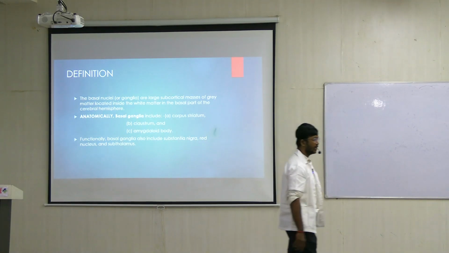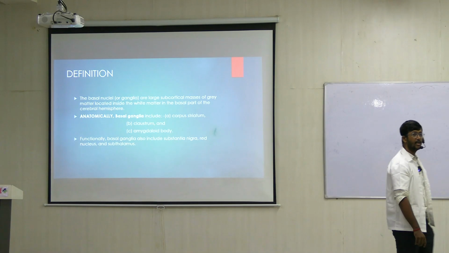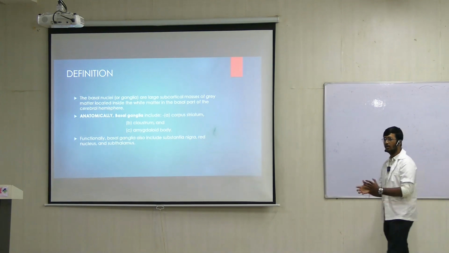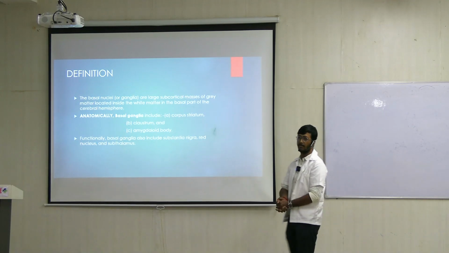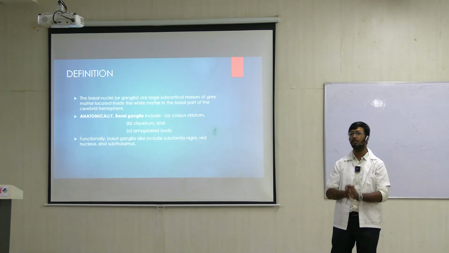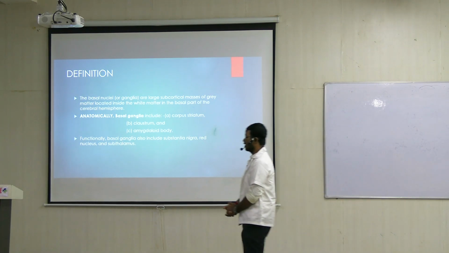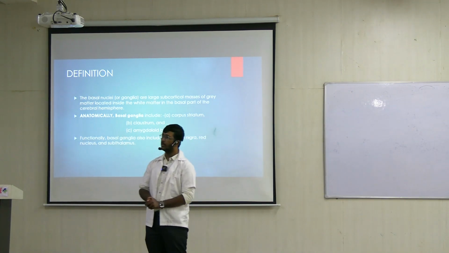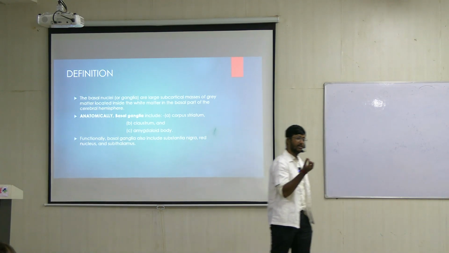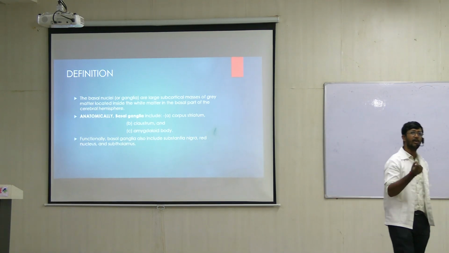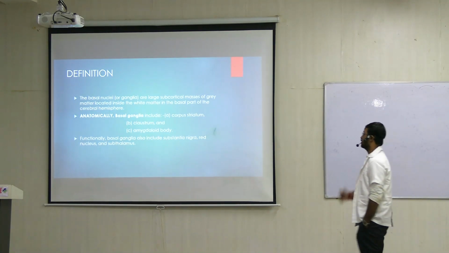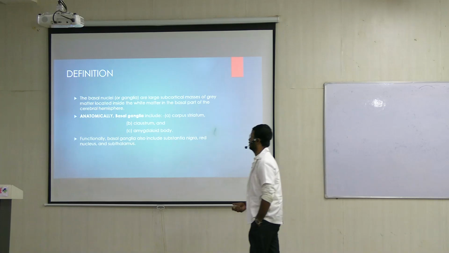There are two more differences. One is that in gray matter, all the coordination activities of our body happen, and in the white matter, all the association happens. If you don't understand this line, leave it. The third important thing is, in gray matter you will find cell bodies, and in white matter you will find myelin sheaths, which are white and fatty in nature.